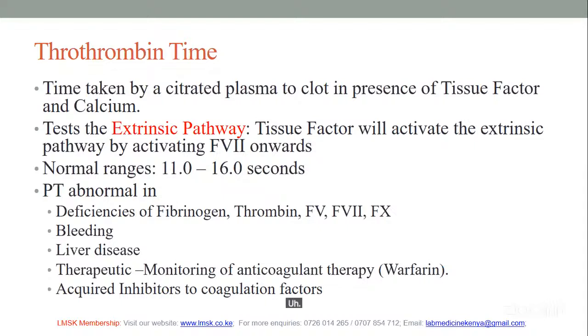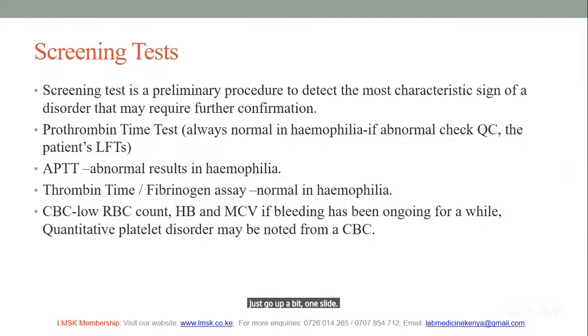After we are in slide 27, just go up a bit, one slide. Good, that's where we are.